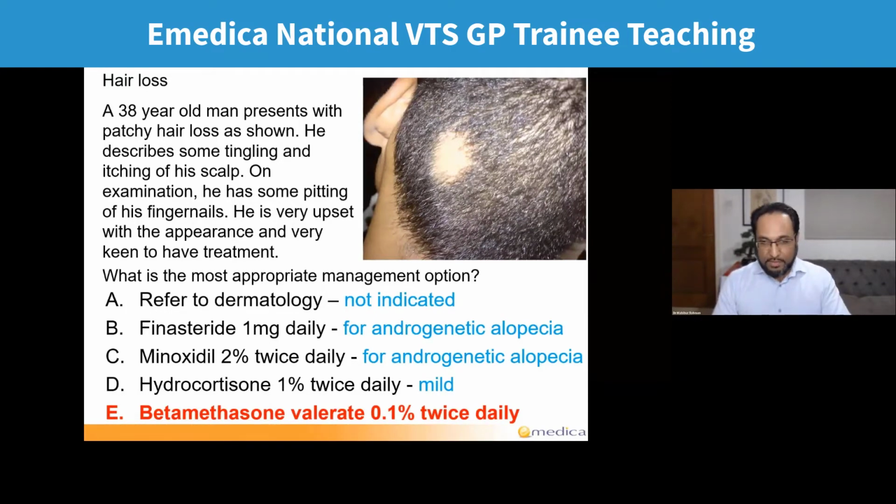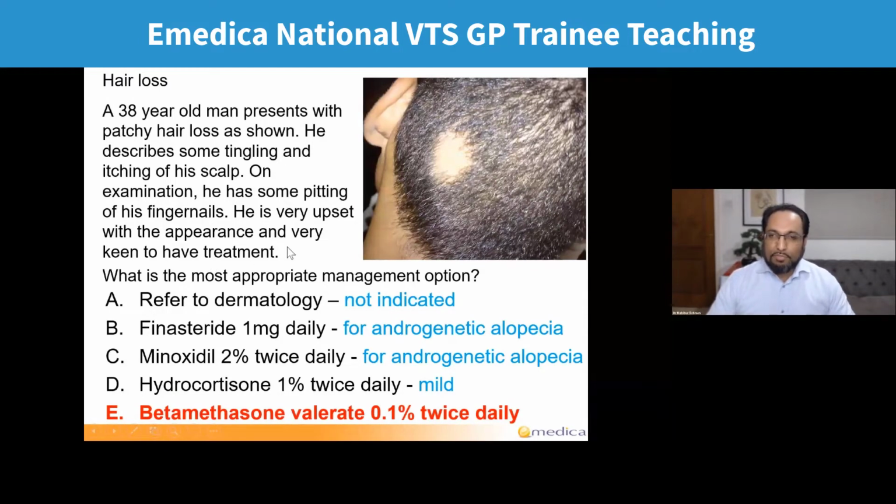Hydrocortisone butyrate is a potent steroid. It's the butyrate compound that turns it into a potent steroid. But hydrocortisone on its own, whether it's 1%, 2.5%, 0.1%, it's a mild steroid in terms of potency. Betamethasone valerate is one of several potent steroids that you could use for this if the patient wants treatment.